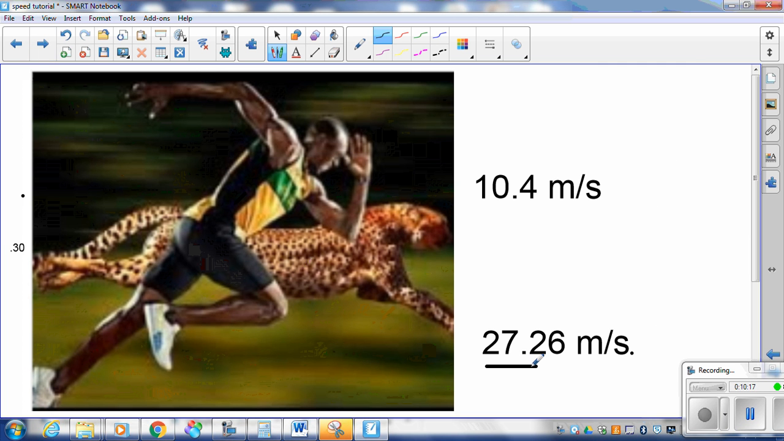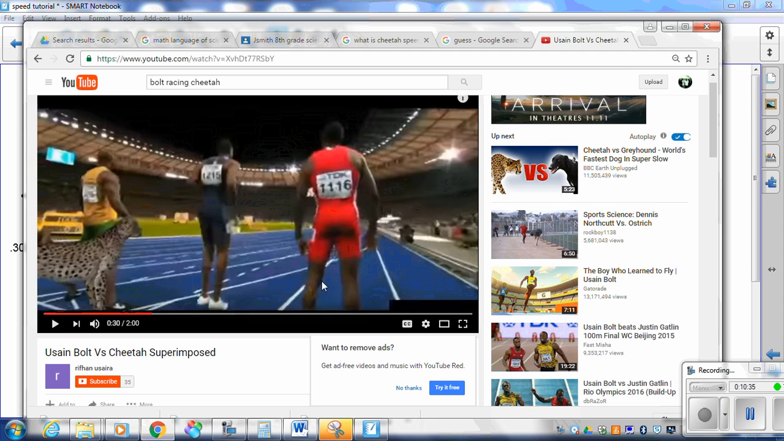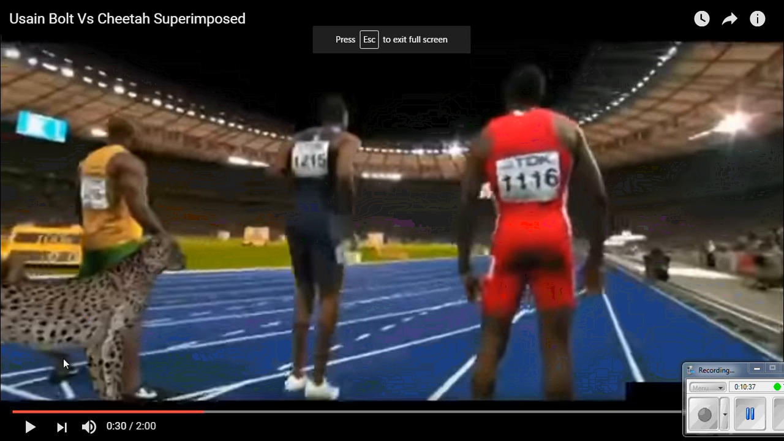The cheetah goes 27 meters in about 1 second, so per second. So a cheetah is about 3 times as fast as Usain Bolt. I just think that's just fascinating. So fascinating, I wanted to see it. So I found a YouTube video. Let's take a look.